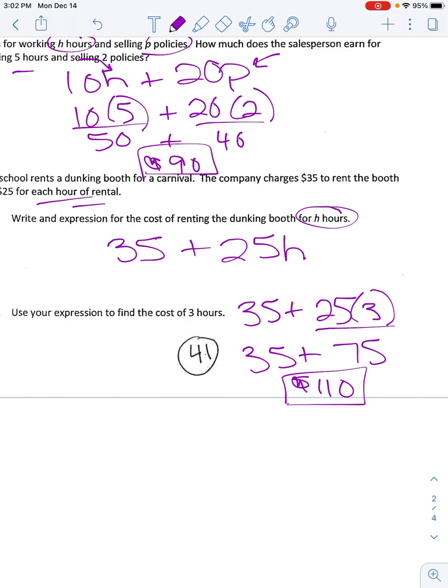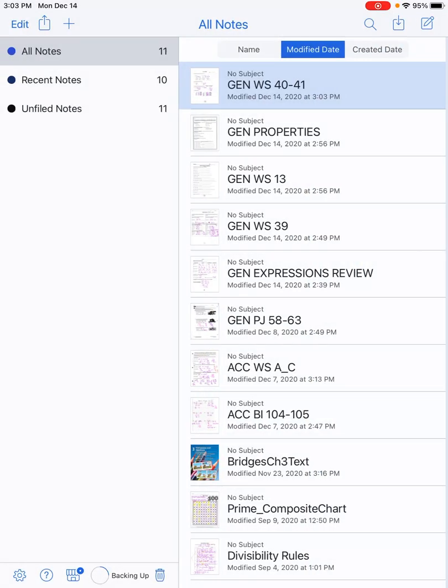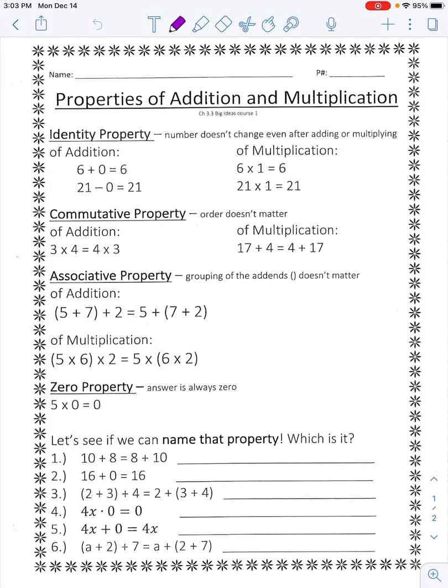Okay, so that was review from the virtual assignment. Now I want you to go in and find the next link, which is property notes. I've already got mine in Notability, so I will pull mine up. It should look like that. You may have to pause and go back and find this in Canvas and do a split screen.